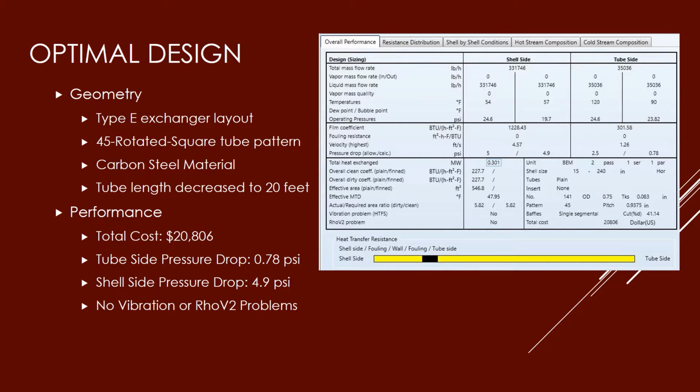The overall performance of the system resulted with a lower cost of around $20,000, with low pressure drops fitting within the allowable limits for both the tube and shell side pressures. Additionally, there are no vibration or rho v squared problems, making the system stable.